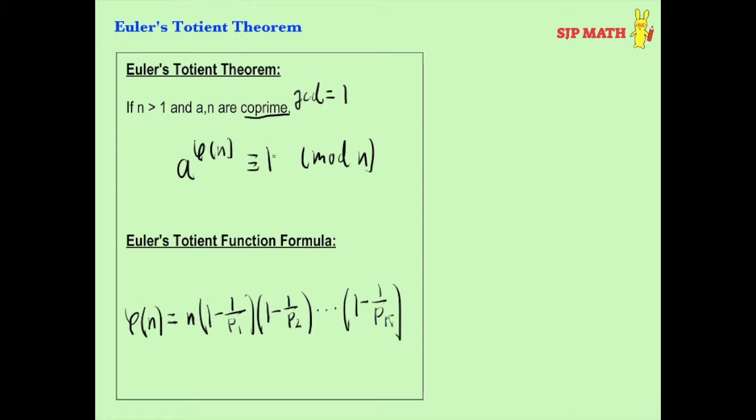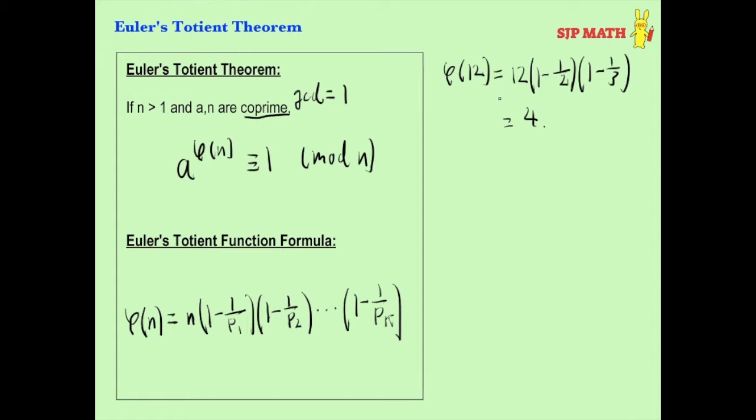So let's see why this formula works. Let's test out something. Let's find the totient of 12 first as an example. The distinct prime divisors of 12 are 2 and 3. So this will be equal to 12 times 1 minus 1/2 times 1 minus 1/3, which is equal to 4.